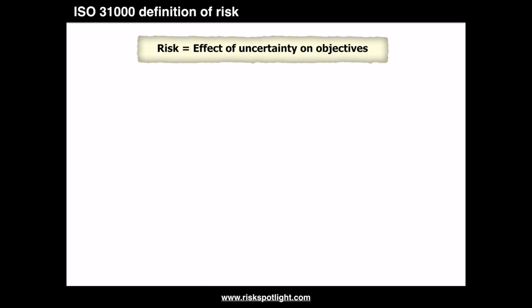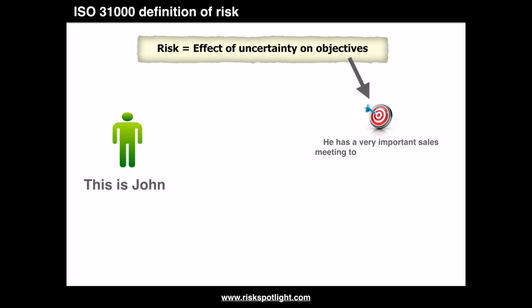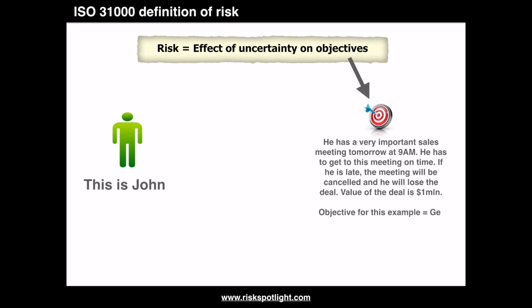The main character in our example is John. While John may have multiple objectives, for this example, let's focus on one specific objective. John has to attend a very important sales meeting tomorrow at 9 a.m. He has to get to the meeting on time. If he is late, the meeting will be cancelled and he will lose the deal. The value of the deal for John is $1 million. So the objective for John for our example is to get to the meeting before 9 a.m. so the meeting can start at 9 a.m.